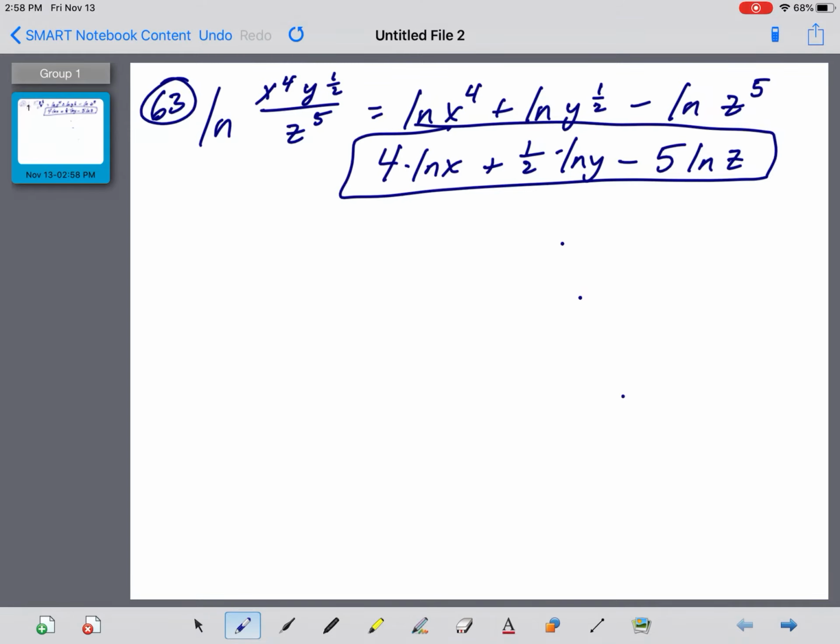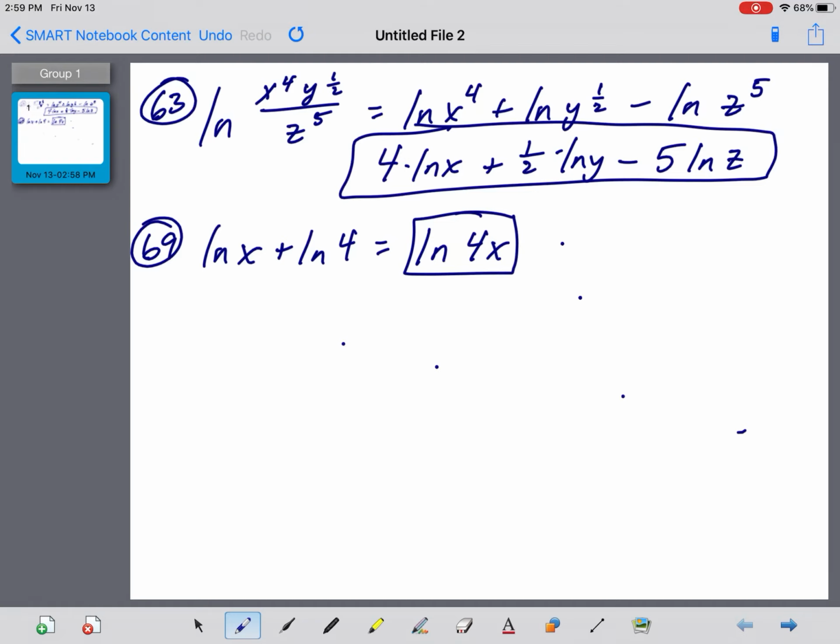All right, then the rest of the homework is taking separated logs and bringing them back together. So we're going to reverse our process. 69 says the natural log of x plus the natural log of 4. Well, if it's addition, that means we've got to bring it back together with multiplication. So it's the natural log, and I'm going to put the 4 first. So we stuck them back together.